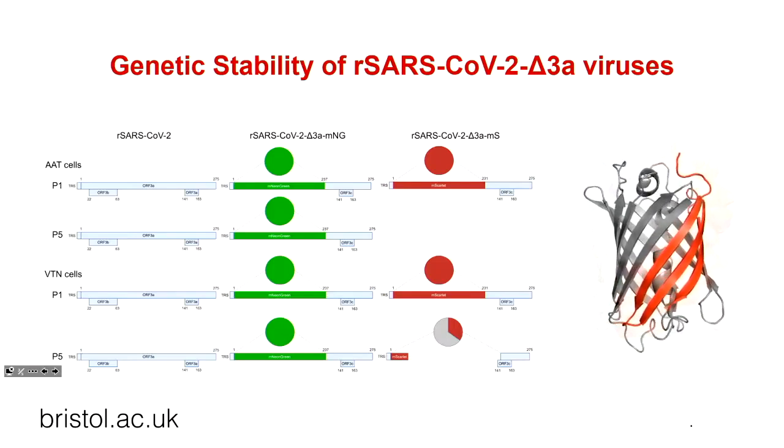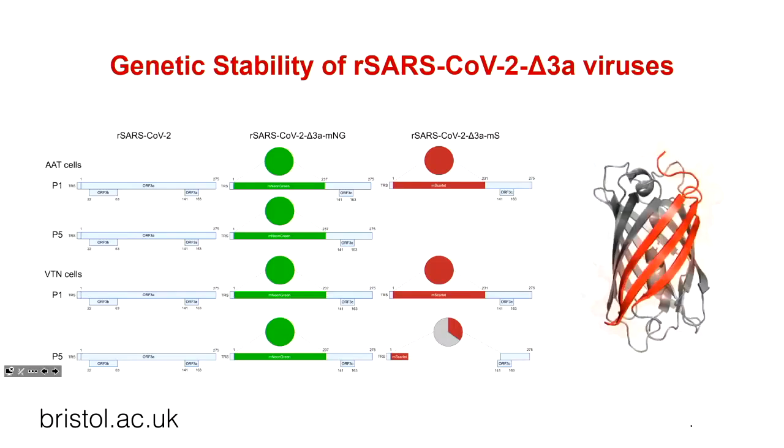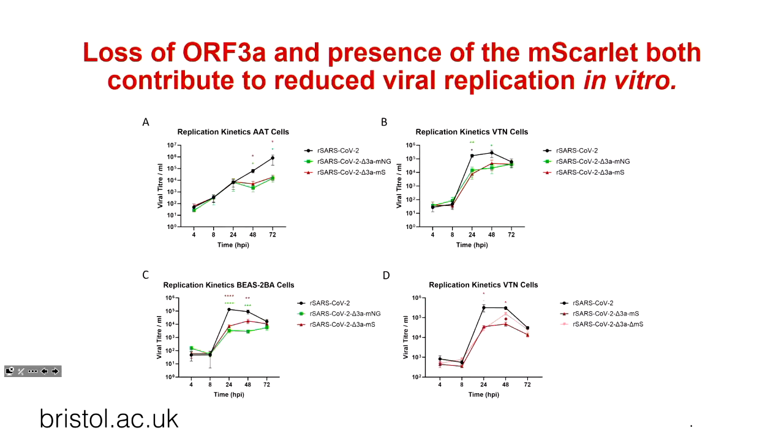So we then looked at the genetic stability of these viruses, and we found that the mNeonGreen was stable after 5 passages in both A549 and Vero cells. But interestingly, we couldn't pick up the mScarlet virus at passage 5 in A549s. And in Vero cells, in 2 out of 3 of our replicates, we got a large deletion of the mScarlet sequence. It's important to note that this large deletion included the chromophore, so this is potentially an explanation for the non-fluorescent mScarlet protein present in the cells.